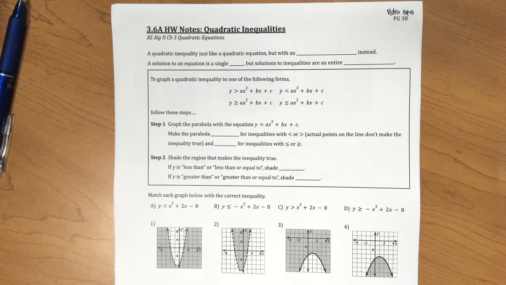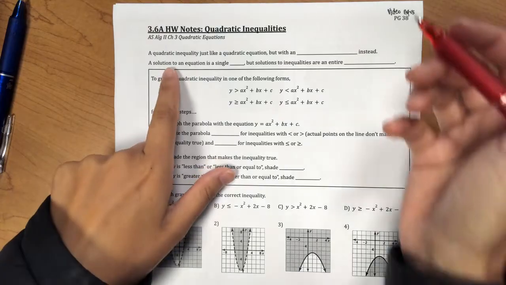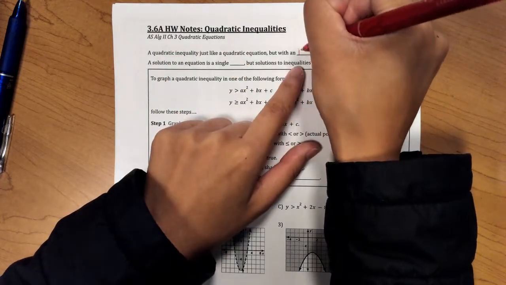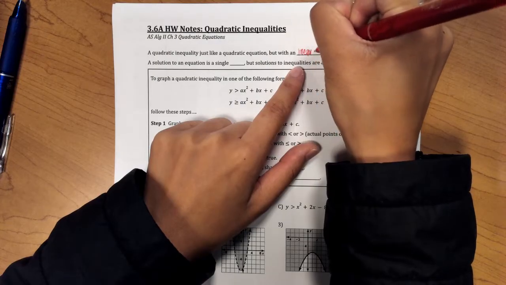Hi guys, today's notes are on quadratic inequalities, section 3.6 in your textbook. So let's first define what an inequality is. A quadratic inequality is just like a quadratic equation with an inequality symbol instead.